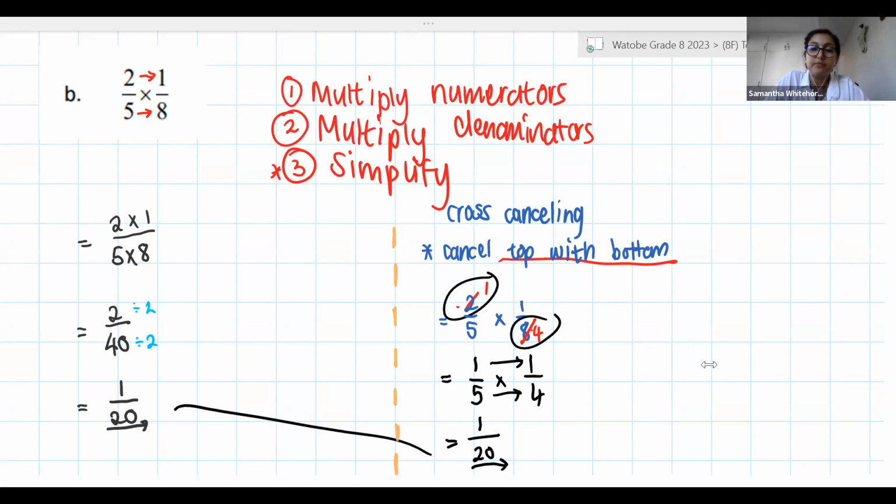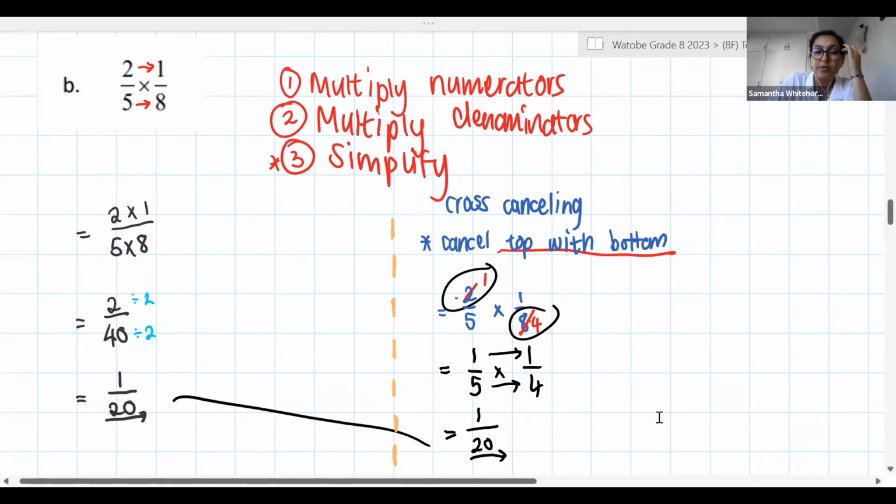Whatever you decide is the easiest method for you, that's what you do. Cross-canceling is quite nice, especially when we start working with quite big numbers in our fractions. It makes it a little bit easier, but you don't have to do it. You can just multiply normally and then simplify in your final step. I'm just going to wait here in case anyone wants to take a screenshot before we move on to our next example, which you're going to try.